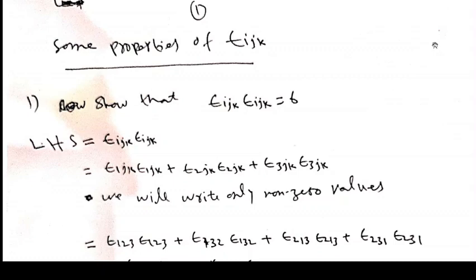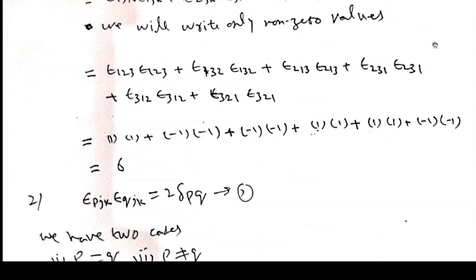In this lecture we will study some properties of the permutation symbol epsilon ijk, and then manipulation within the indicial notation.